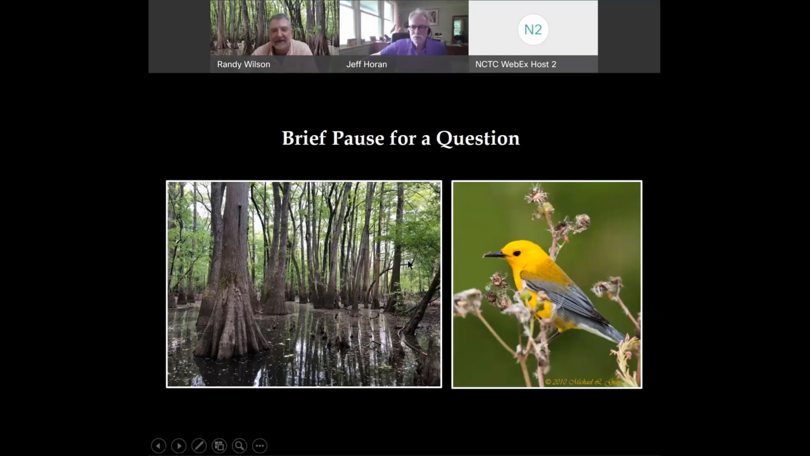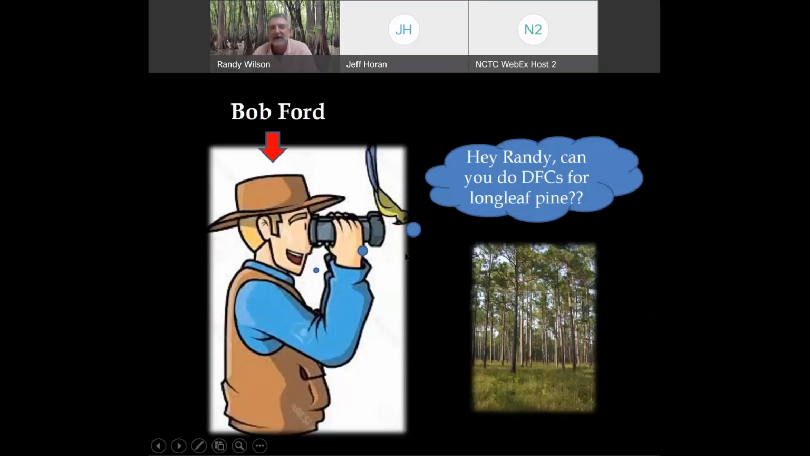Perfect. Thanks for that. Slide. Okay, so moving on. After we finished the desired forest conditions for forested wetlands, my good friend Bob Ford said, "Hey, Randy, can you do that for longleaf pine too?" Sure would be nice, right? This was the time the longleaf partnership was coming on board and everybody was thinking about how to restore the longleaf community. And I was naive enough to say yes to Bob.